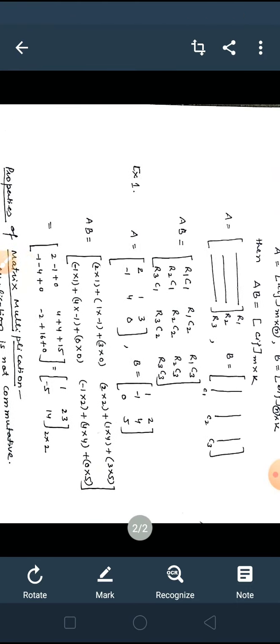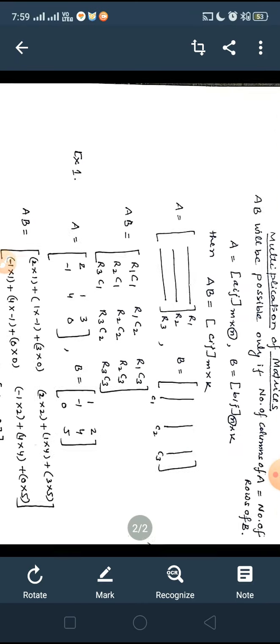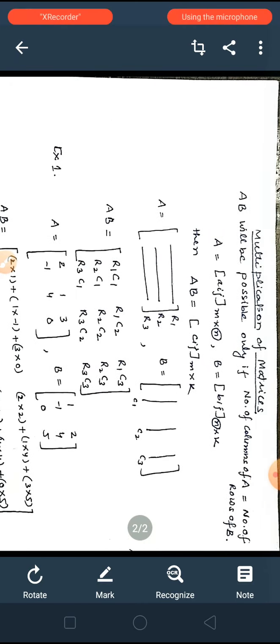I think now it is clear from the above properties of matrices. Now move to an important operation on matrices, that is multiplication of matrices. So what will happen with multiplication of matrices? What will be the conditions? Are the conditions the same as we use for addition?